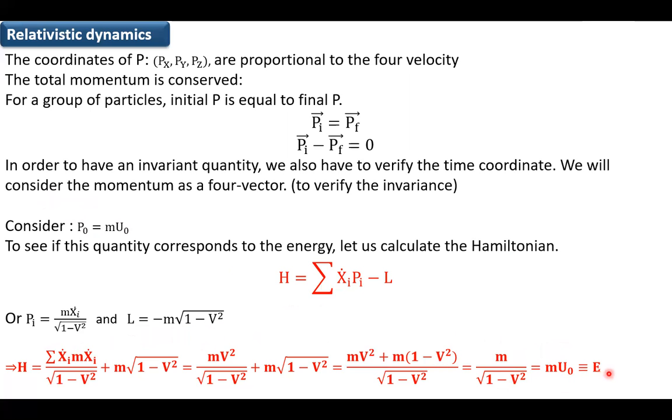So it's the energy. So this quantity mu0 is at the same time equivalent to p0, the zeroth coordinate of the momentum, and at the same time it's the Hamiltonian, and it's the energy. So mu0 is the energy.